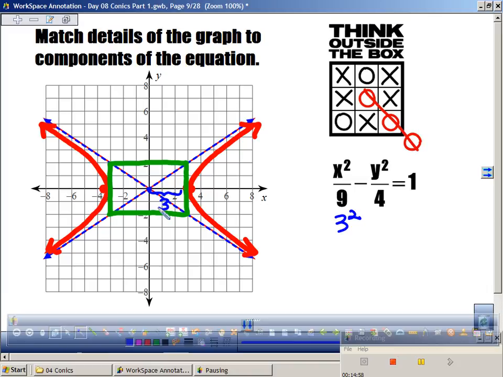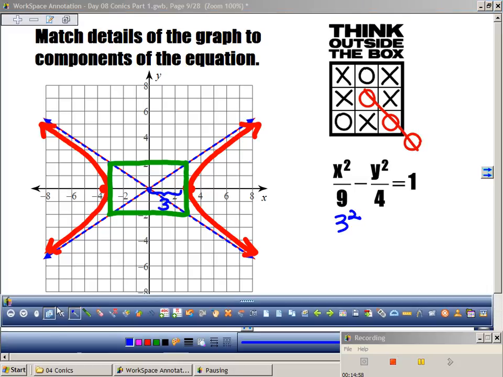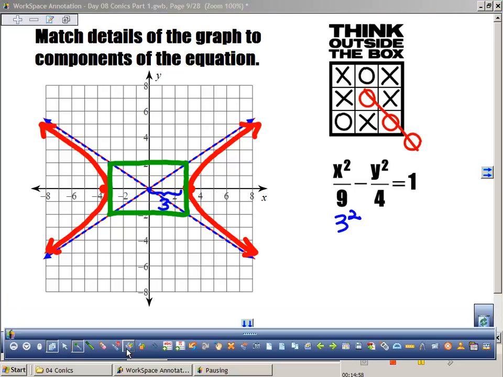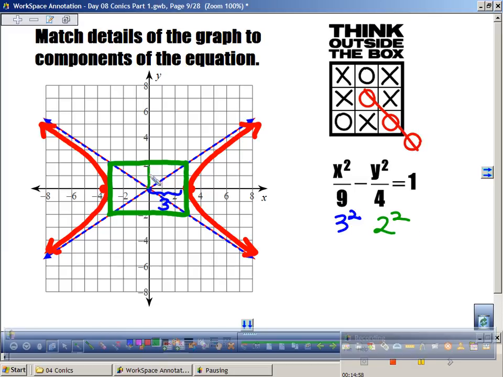Okay, what about Kayla? Give me another detail of the graph that matches a component in the equation. So not square it, but square root it, right? It's 2. Good. So it goes this much on the y.